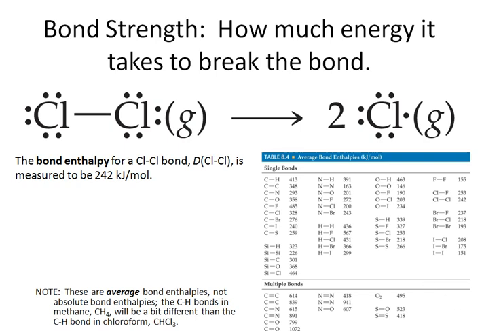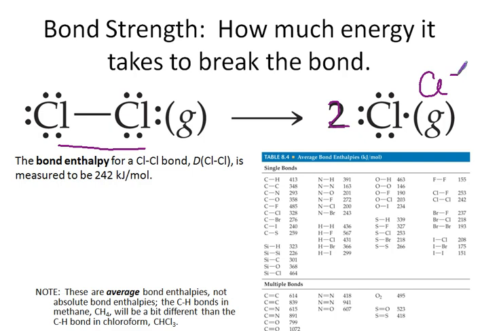Okay, so bond strength is how much energy it takes to break a bond. Here you see a chlorine-chlorine bond, and this is a Cl2, and if you break it apart you get two Cl's, the Cl ion, so if we were going to write it like that, okay? The amount of energy it took to do that is its bond strength. And think about it, the more energy it takes, the stronger it is, right?